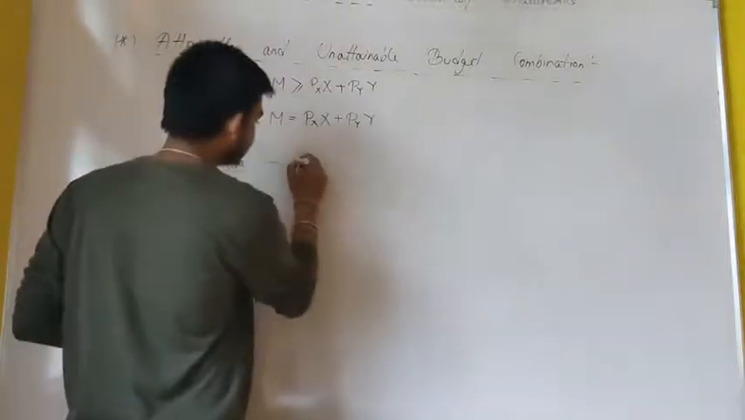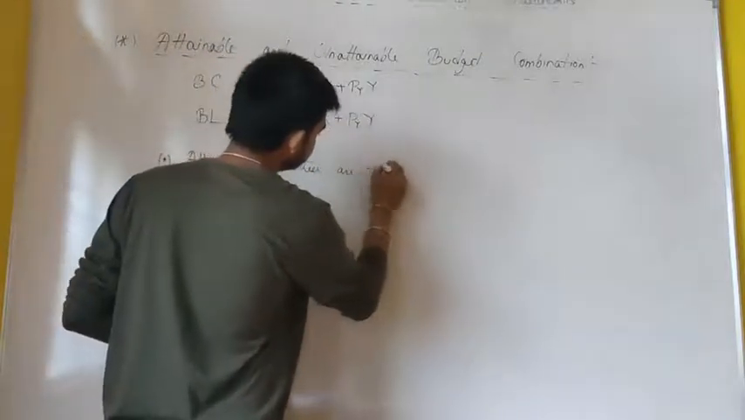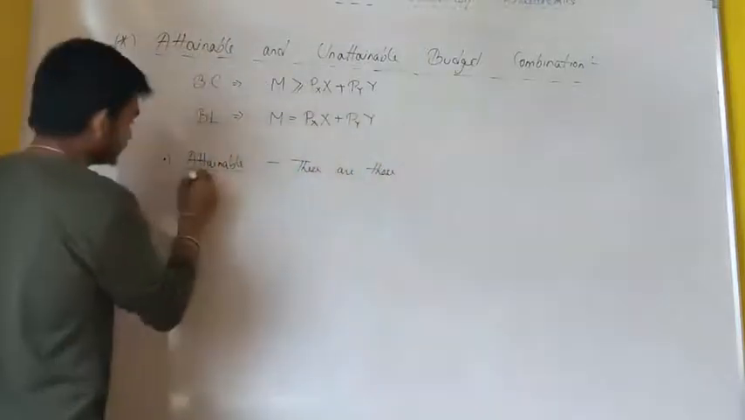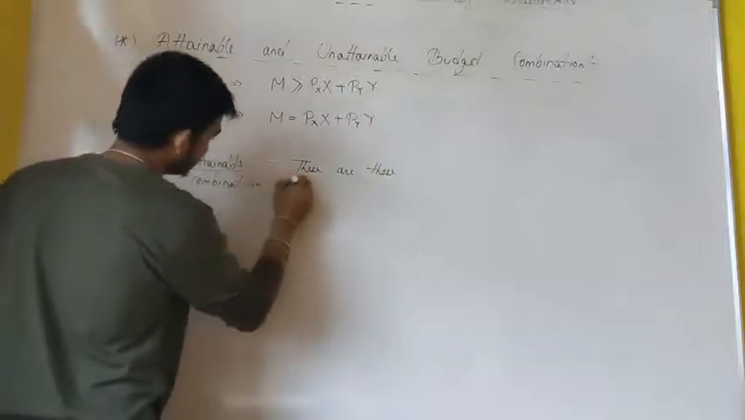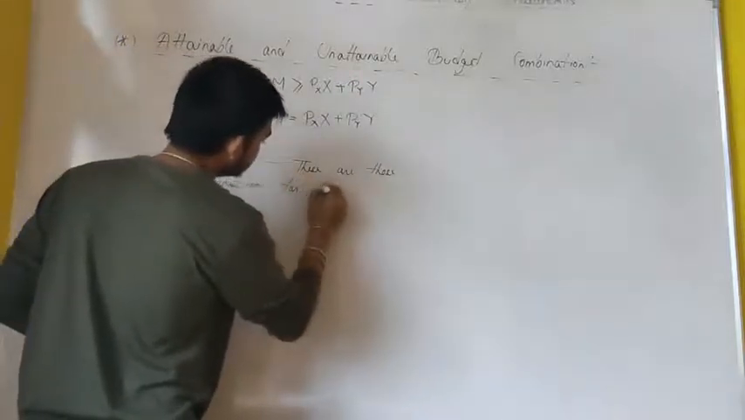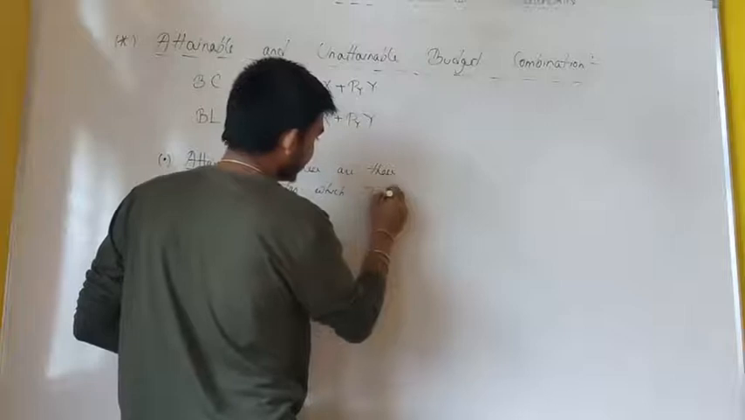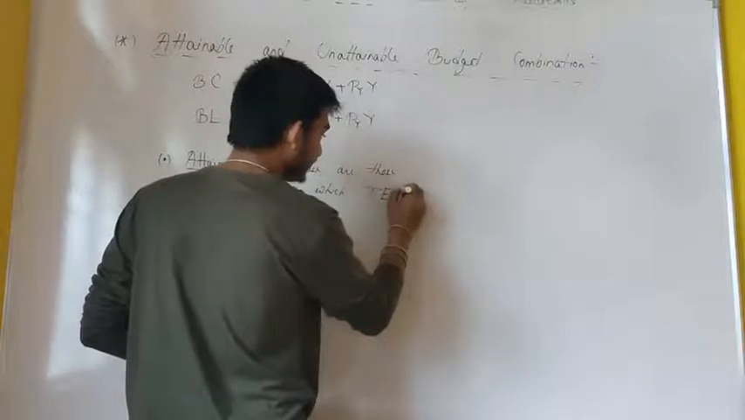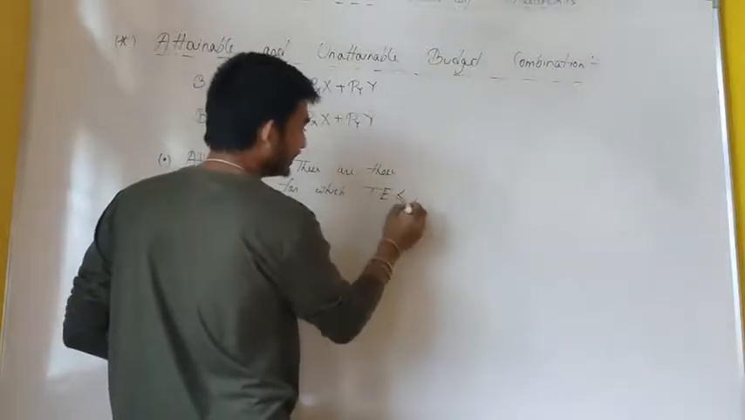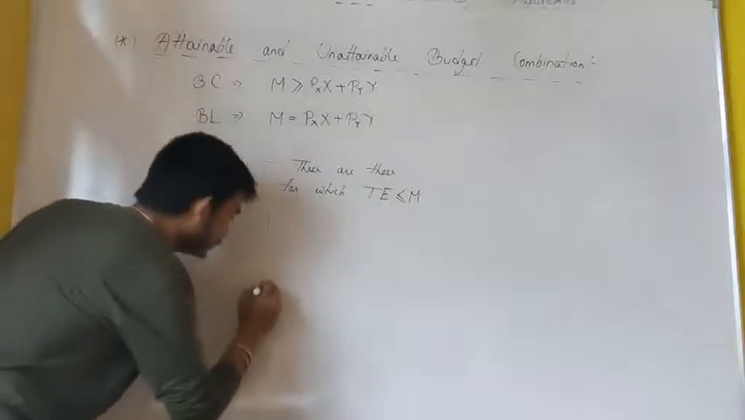So we can write it as: these are those combinations for which total expenditure is either less than or equal to my money income.